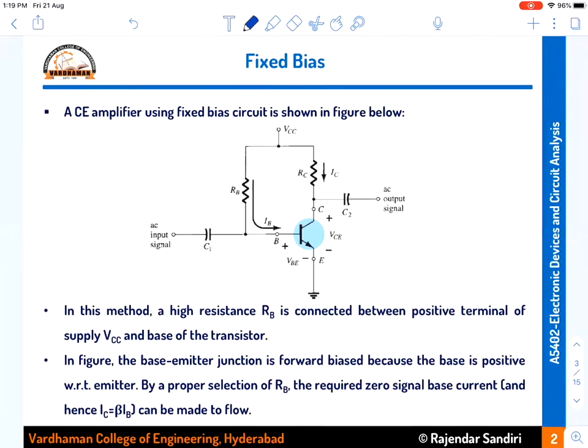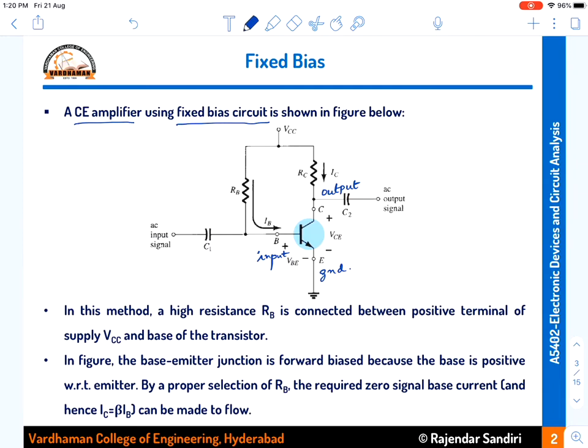A CE amplifier using a fixed bias circuit is shown in the figure below. This is the circuit diagram. All these circuits we will be doing for the common emitter configuration. Common emitter configuration means the emitter is ground, base is input, and collector is output. That's why we call this amplifier circuit a CE amplifier, meaning common emitter amplifier.